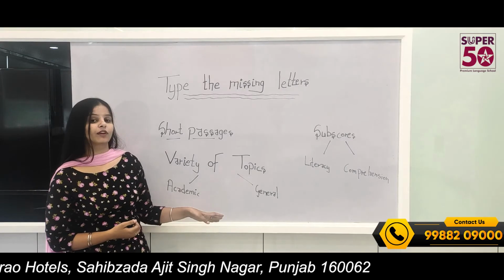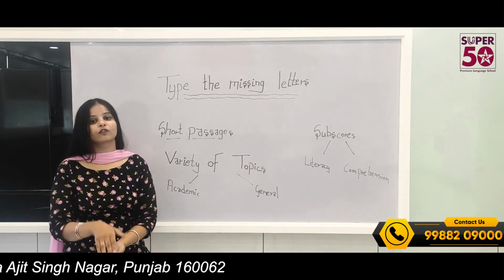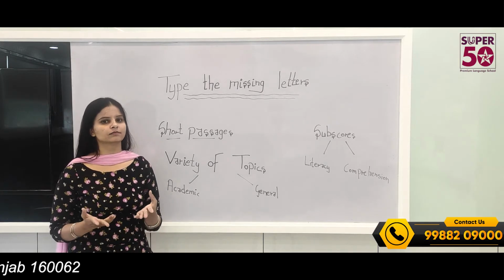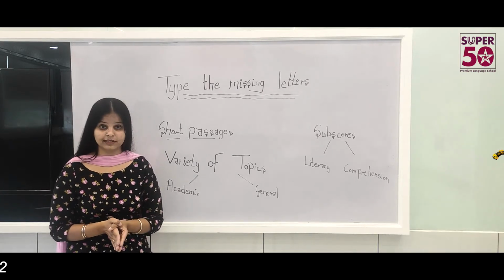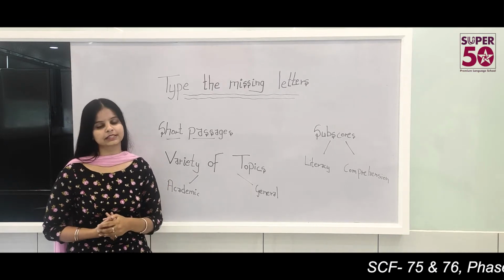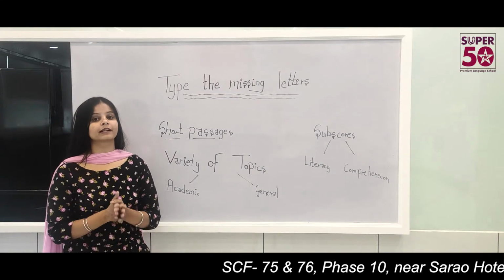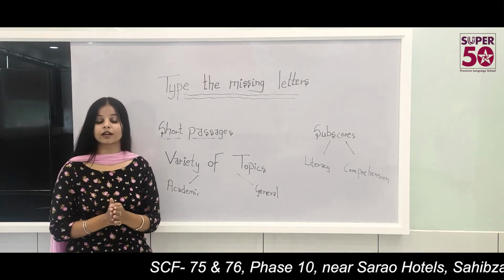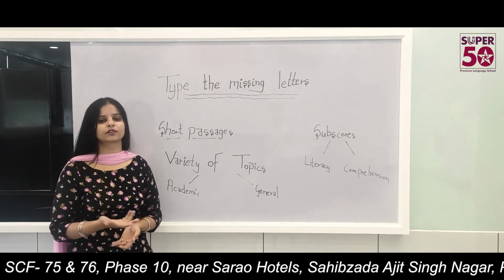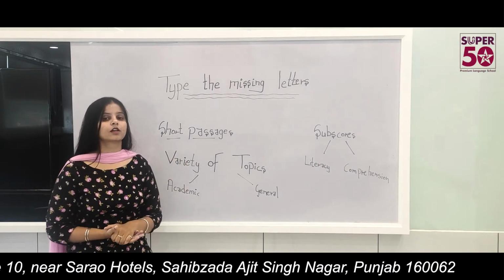There are different kinds of topics that are coming in the passages of missing letters. Some are academic, whereas some are general. There is a wide variety of topics. Some topics are related to history, some are on space travel, some are on animals. It can be anything, so be prepared that the topic can be on anything. You are not aware which topic will come in your Duolingo English test. So be careful while attempting your questions.